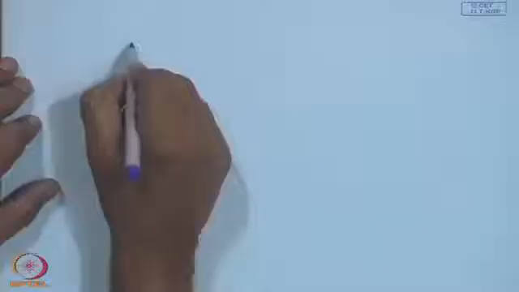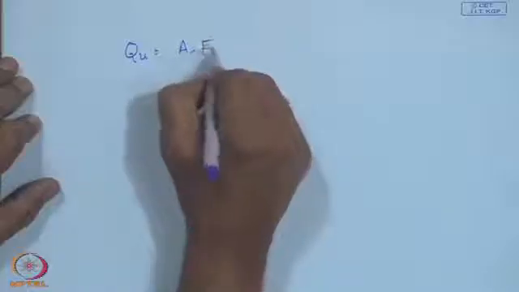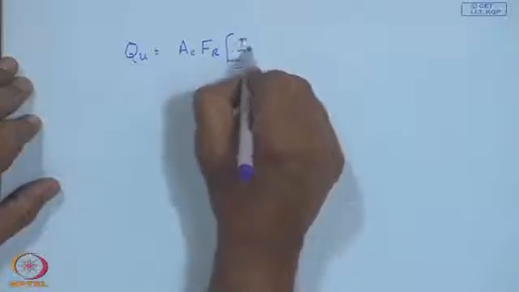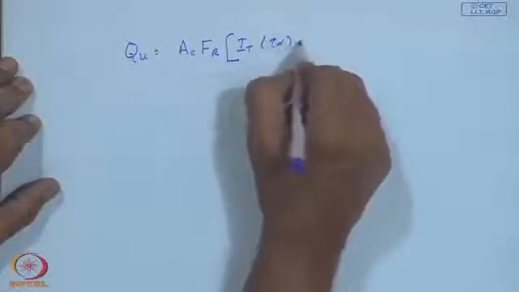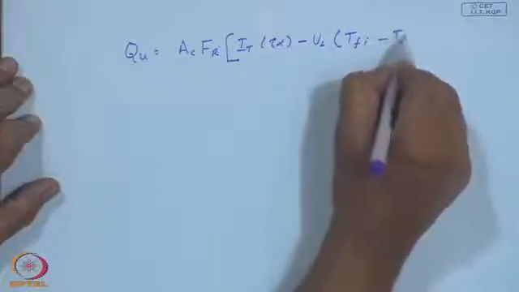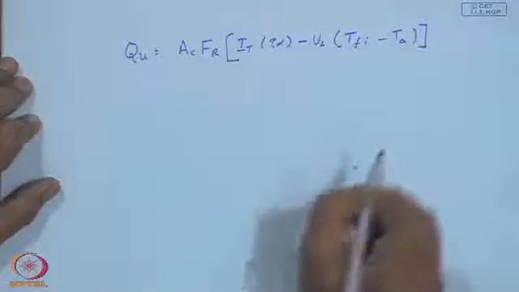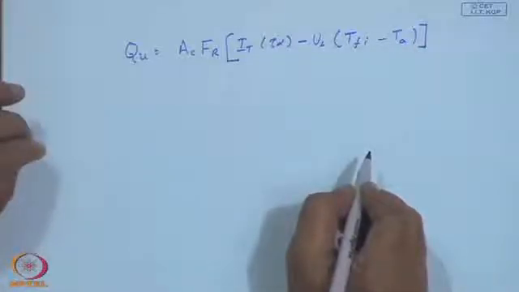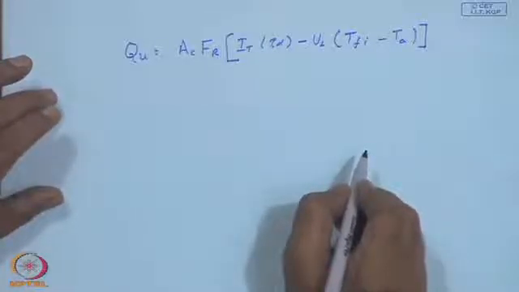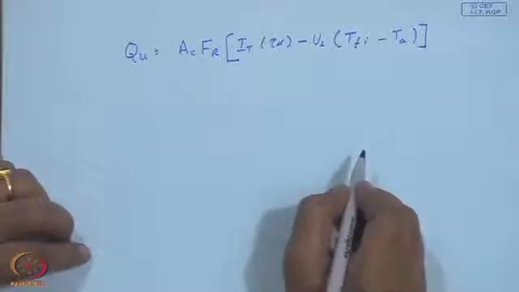To avoid this uncertainty of the mean fluid temperature, this is further refined as Q u equals A c, a factor F r instead of F dashed, times the absorbed energy minus U L into T f at the inlet minus T a. So, T f i is a single point temperature. So, there can't be any uncertainty whether it is the average of the inlet and the outlet or the temperature at the average position, etc.